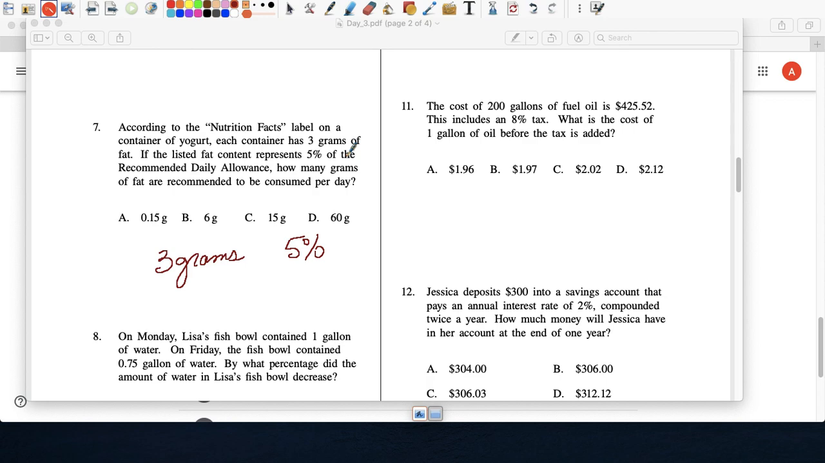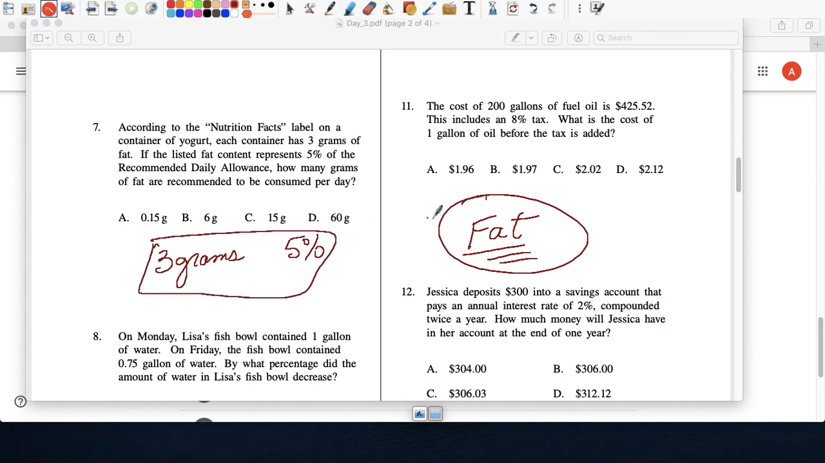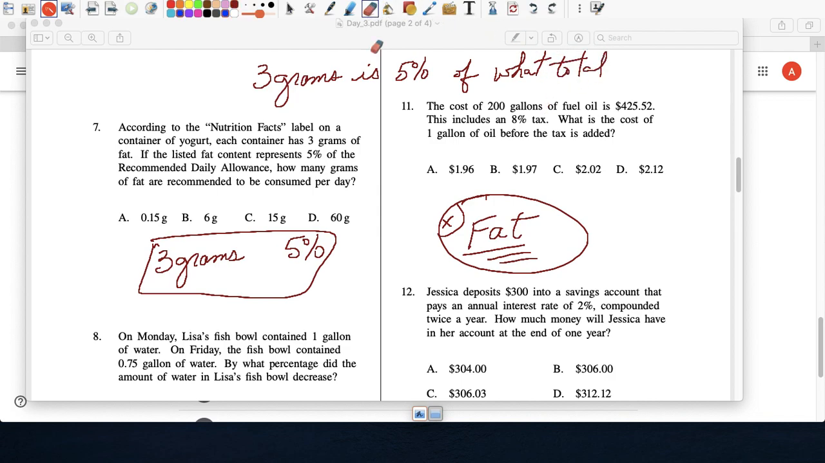Out of the whole day, right? Let's say a whole day, there's all this fat that you're allowed, that you're okay to consume, right? This represents this little chunk here, 5%. So what's the rest? So what's the total? It's 3 grams, right? 3 grams is 5%. So the way we can word this is 3 grams is 5% of what total? That's what we're looking for.